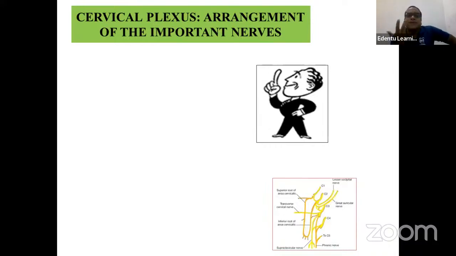So now, cervical plexus, arrangement of important nerves. This is like a mnemonic for you, a special filler. This is not related to the previous topic. This cervical plexus comes from the chapter of the anterior triangles of the neck. In the carotid triangle, you have this cervical plexus, so there you have to learn this.